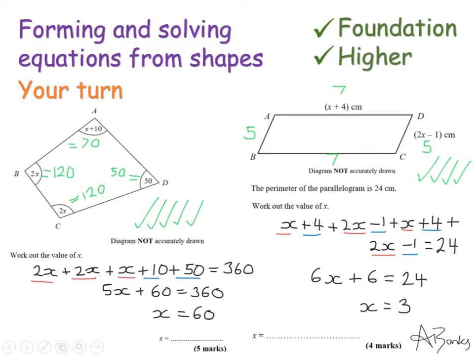It's worth noting on this second question that I could have instead realised that the side AD and the side DC make up half of the perimeter, so this add this would have been 12, and it would have been a much simpler equation to solve.